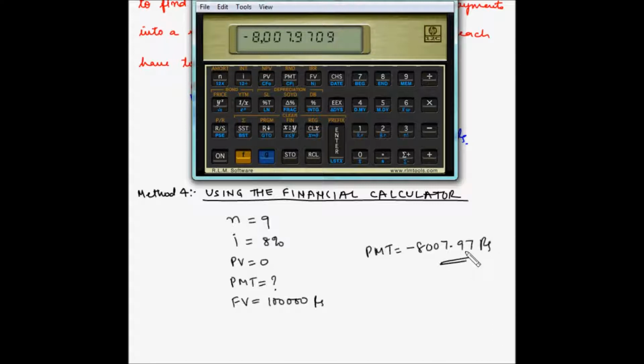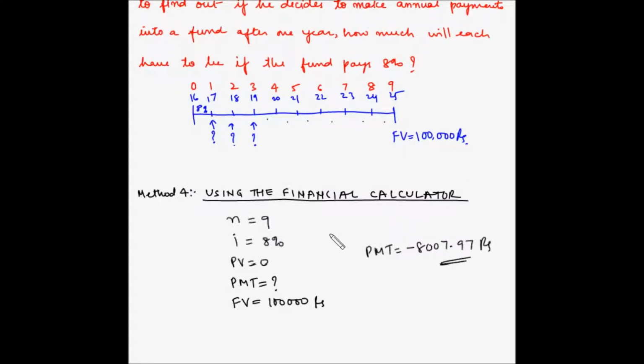Now there is a slight difference in the decimal points in the previous methods, and that is probably because we rounded off to 3 decimal points in the previous 3 methods, while here we calculated the entire amount on the calculator itself. So you can use any of these 4 methods to find out the amount of deposit needed to accumulate a future sum.